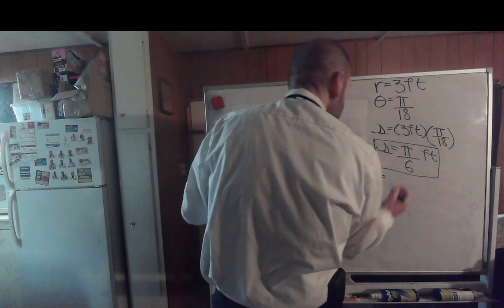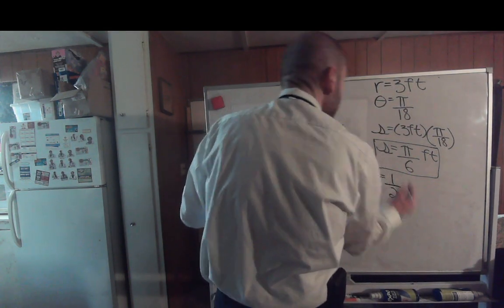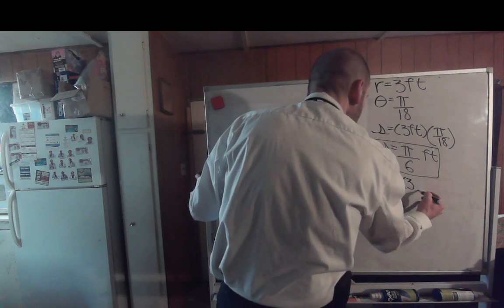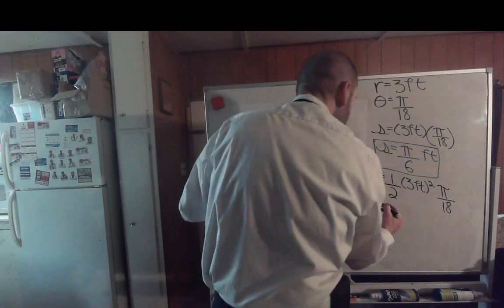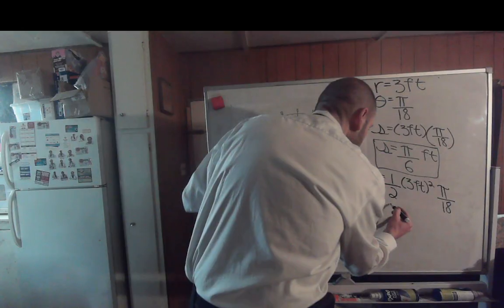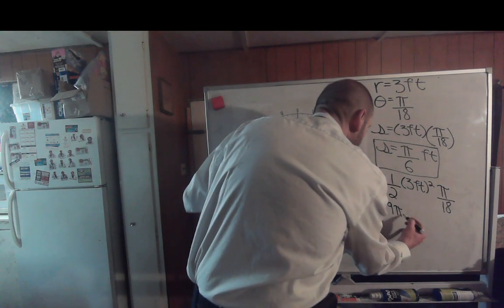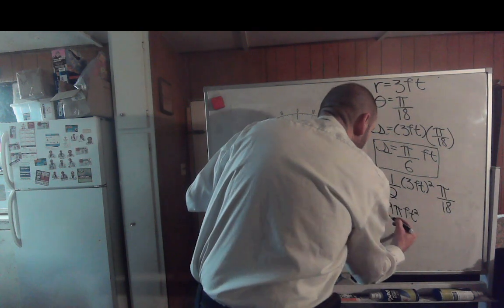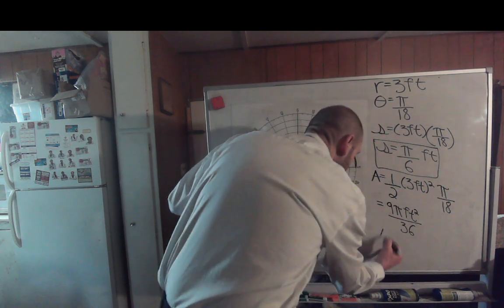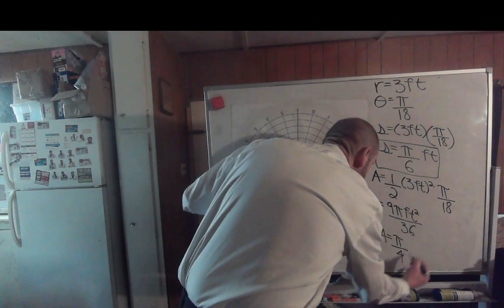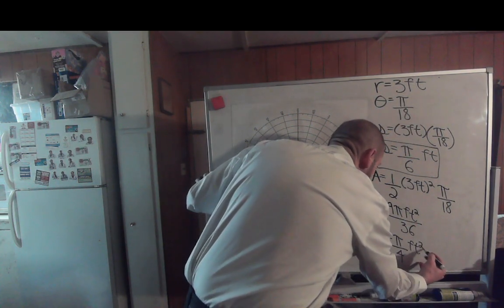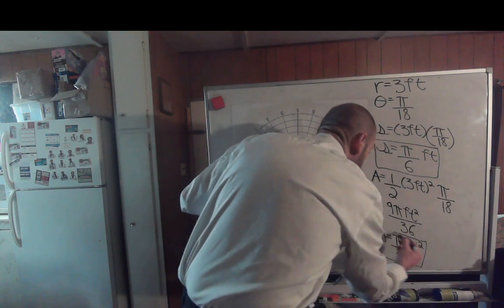Now let's find the area of this sector. The area is going to equal, of course, half of my radius, which is 3 feet squared, times my theta of pi over 18. So this would end up giving me 9 pi feet squared all over 36, which means my area would have to be pi over 4 feet squared. So I get an area of the sector of pi over 4 feet squared.